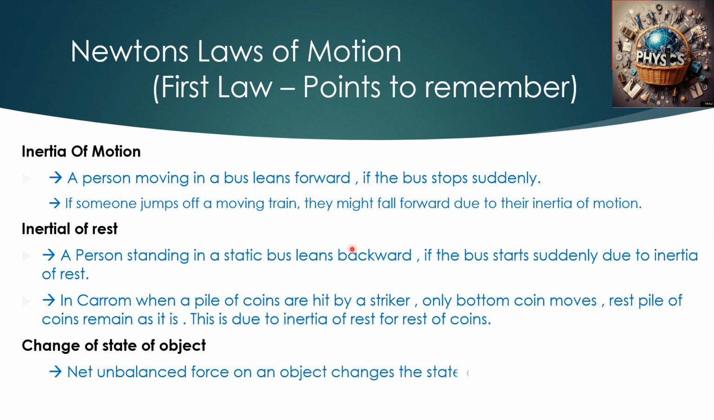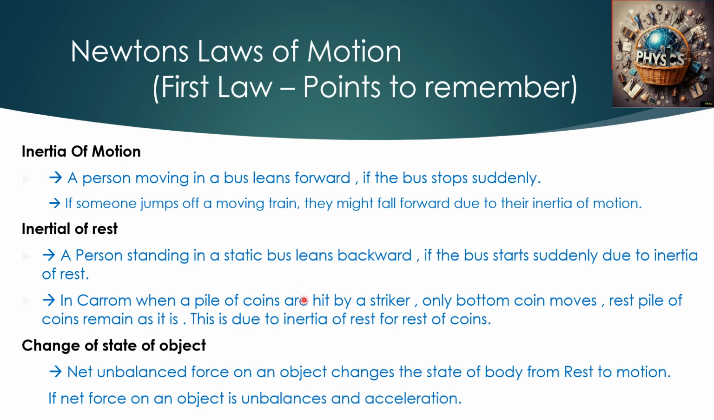And then to summarize, the change in state of an object happens only when there is an unbalanced force on the system, which is what we have learned also from the first law of motion. An object continues to be in a state of rest or of uniform motion unless it is acted upon by an external unbalanced force to change that state.